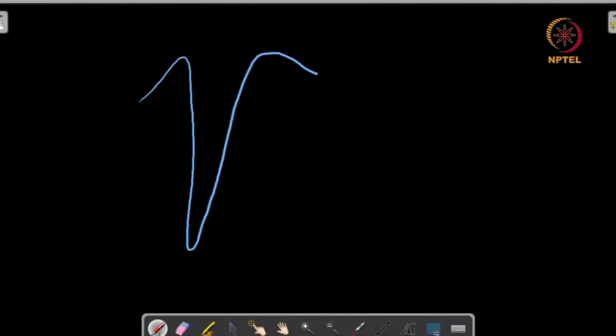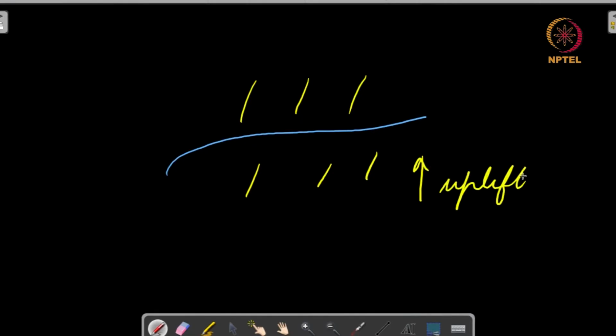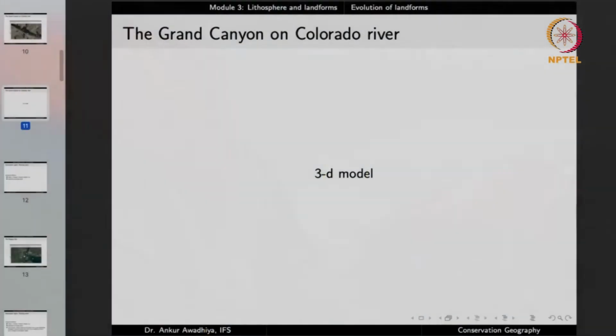Also, we typically find I-shaped valleys in those areas that have been uplifting with time. So you have a river, and the land that is surrounding it undergoes an uplift. In that case, if the erosional activity of the river is large, it will just go on chiseling down and result in the formation of an I-shaped valley.